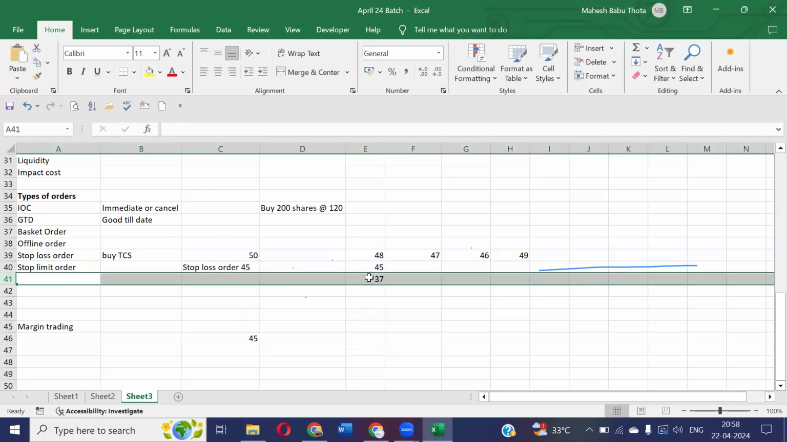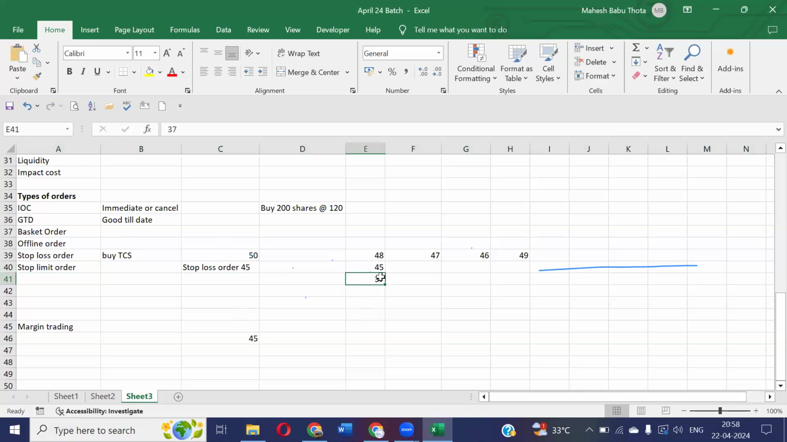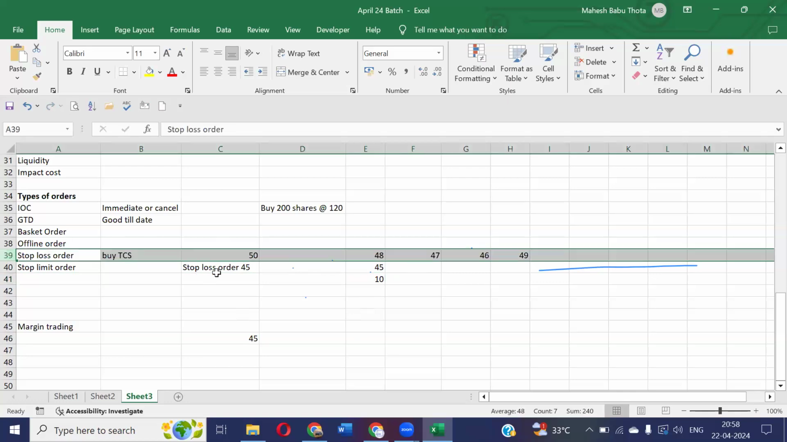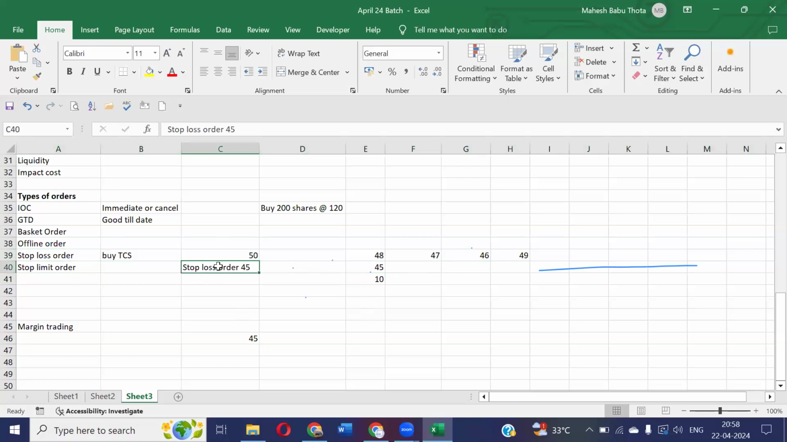The security will be sold at 37 also. If the security price drops immediately from 45 to 10 rupees, in this case, what will happen? The security will be sold at 10 rupees also. So in the stop loss order, I can give only the trigger point. After this trigger point, whatever the price available in the market, at that price, the security will be sold. Getting the point?